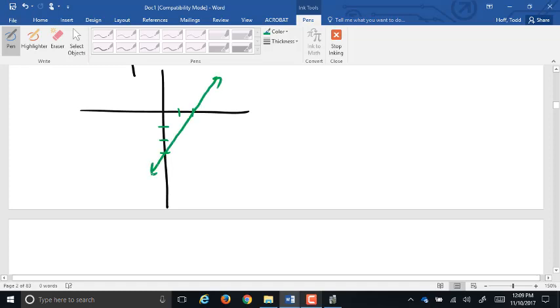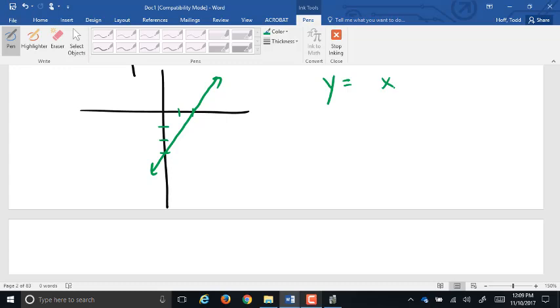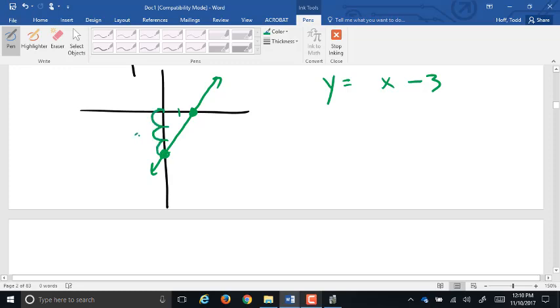So I'll have you in your notes, find the equation for this one. So what's the y-intercept? -3. So it's going to be -3. And then we've got 2 points here and here. We rise how far? 1, 2, 3. And we run 2. 3/2.